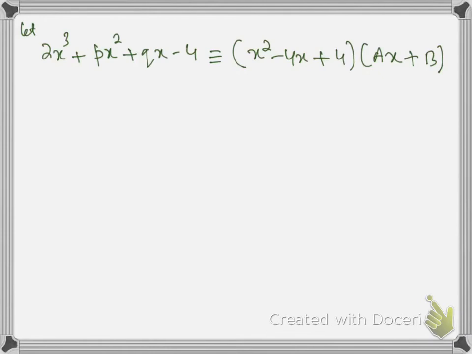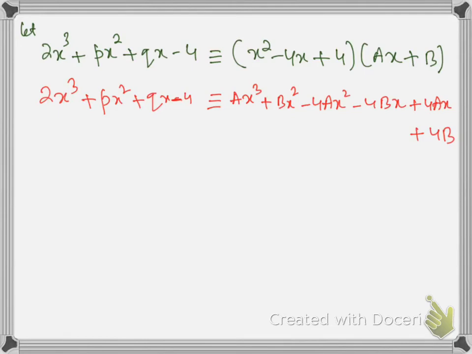According to comparing the coefficient method, we have to write the polynomial as a product of quadratic factor and linear factor. Now we have to simplify the right hand side of this identity, and then we will use the comparing the coefficient method. Now we have to compare the coefficients of like powers of x on both these sides.